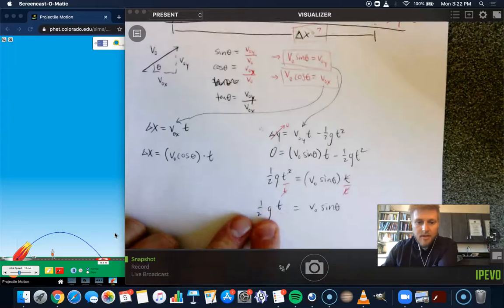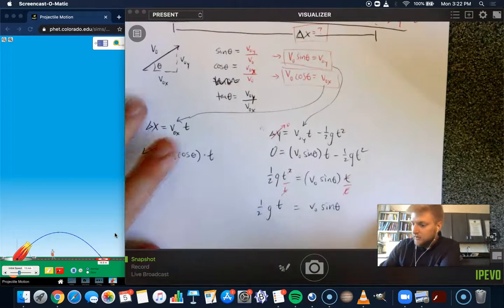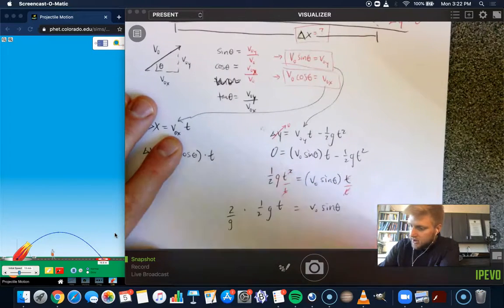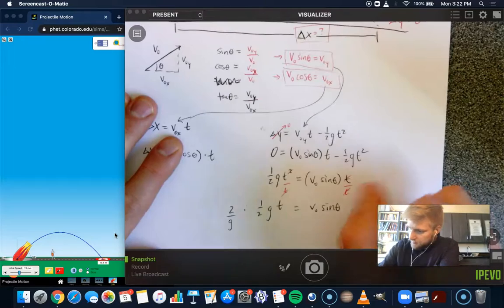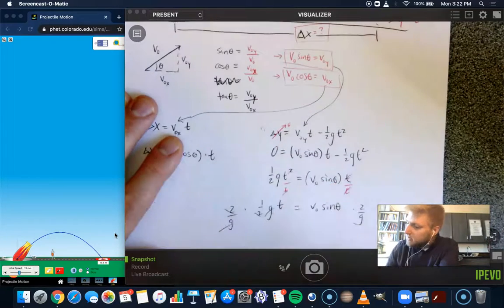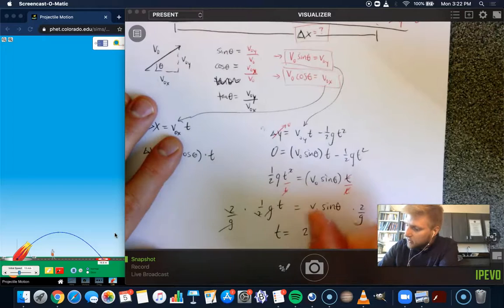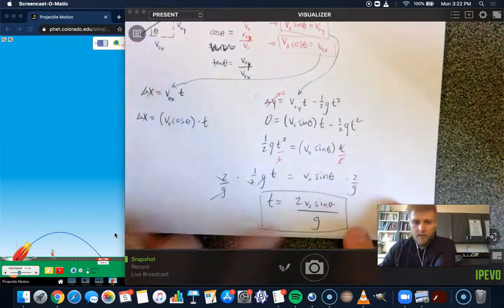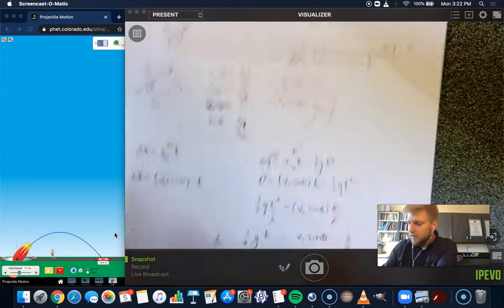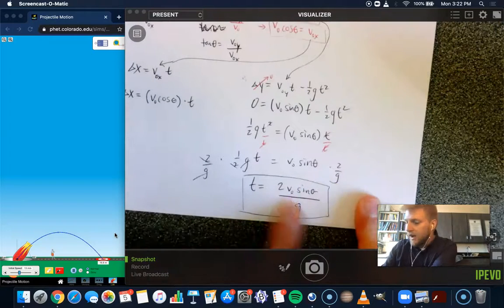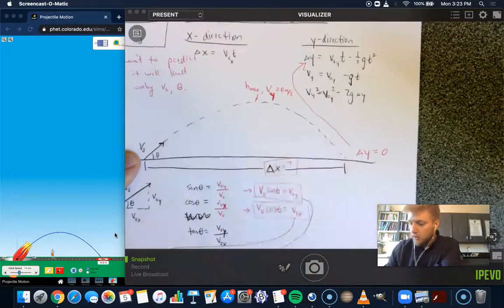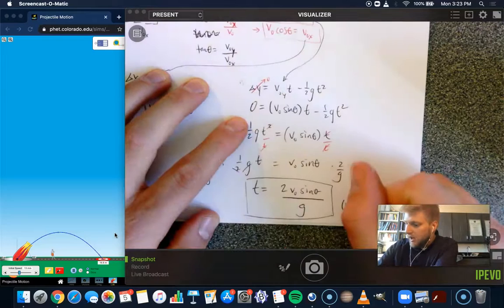Now I just need to divide by g and multiply both sides by 2 to get t alone. So I need to multiply by 2 and divide by g. So we cancel, and we're left with t equals 2v naught sine theta all over g. Okay. So what does this time represent? Well, this time represents the amount of time, if we launch something with this initial velocity and this angle, for it to go this distance. We would call this the hang time.